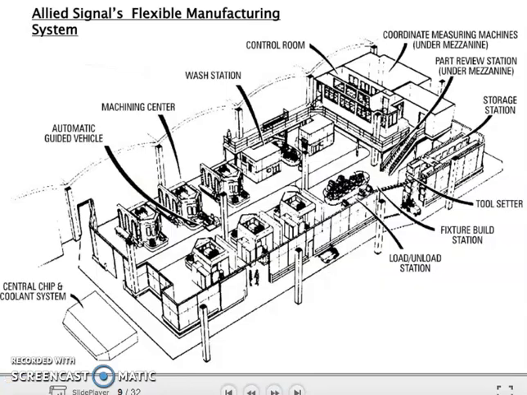Here we can see the Allied Signal's Flexible Manufacturing System. Here you can see the different parts of the FMS, that is the workstation, automatic guided vehicle or AGV, then central chip and coolant system, load unload station, fixture build station, tool setter, storage station, then part review station, coordinate measuring machines, etc. And we can also see the control room.